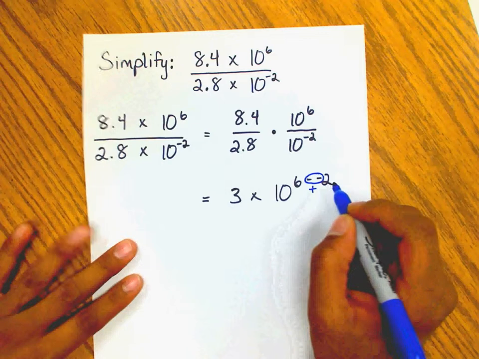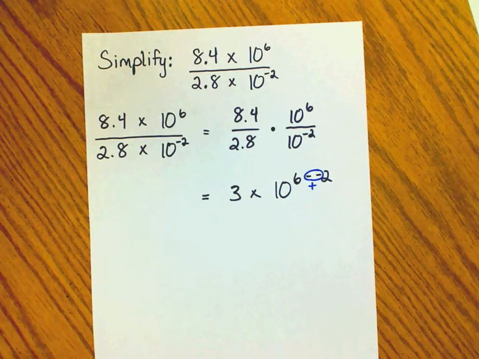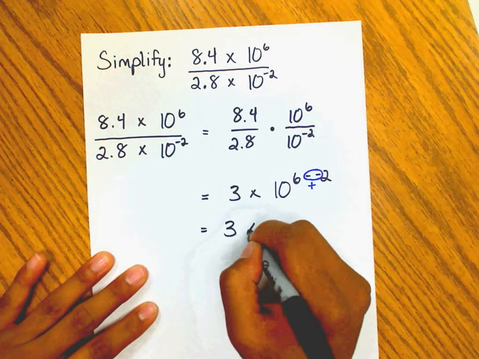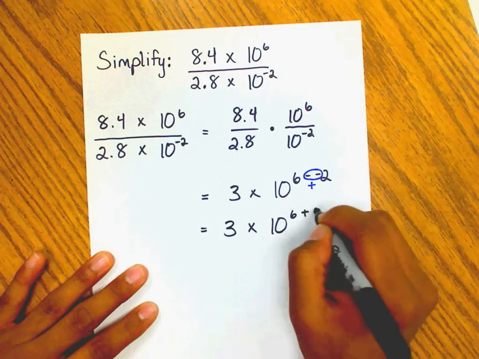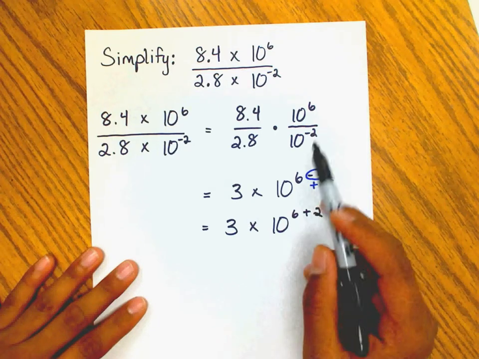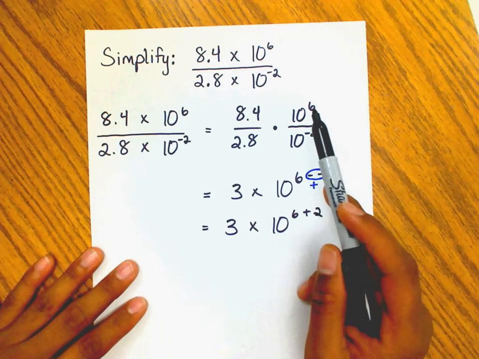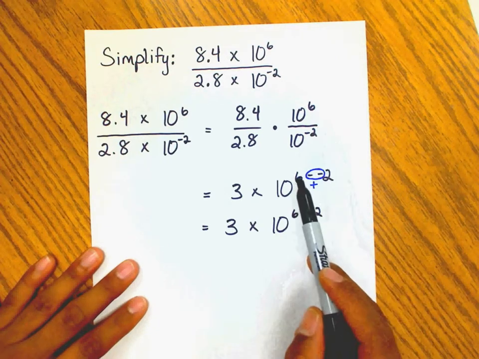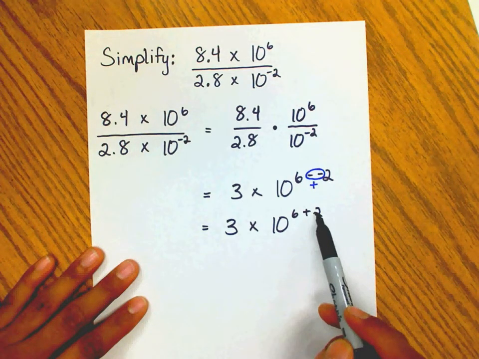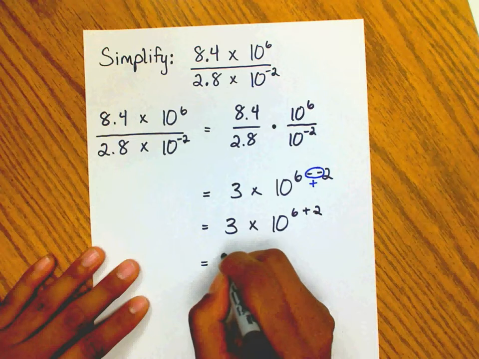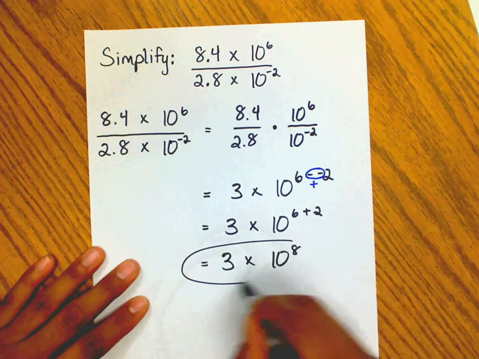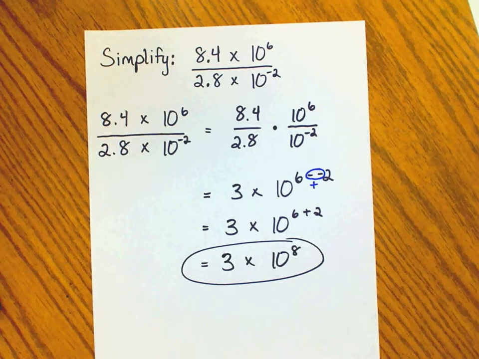So I'm going to rewrite this, and I'm not going to simplify it yet. I'm just going to simply rewrite it as 3 times 10 to the 6 plus 2. Now, the only reason this changed to a plus sign is because we had 2 negatives. We still did our rule right. Remember, the exponents, when you're dividing, you have to subtract. So 6 minus negative 2, and that's what I have here, 6 minus negative 2. Double negative changes to a positive. That's why we have 6 plus 2. And now we can just finish simplifying. Final answer, 3 times 10 to the 8. And I'm done. That was simple enough. All right, let's see what we have next.